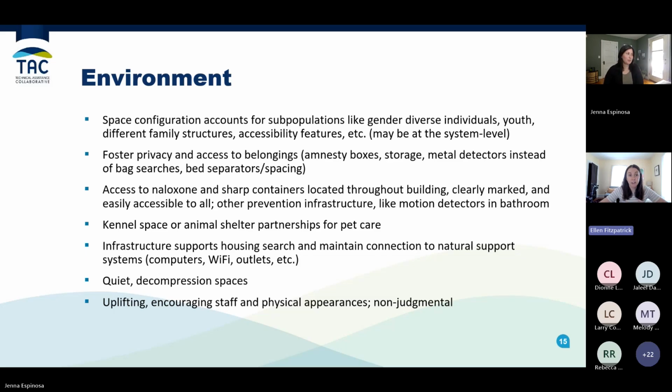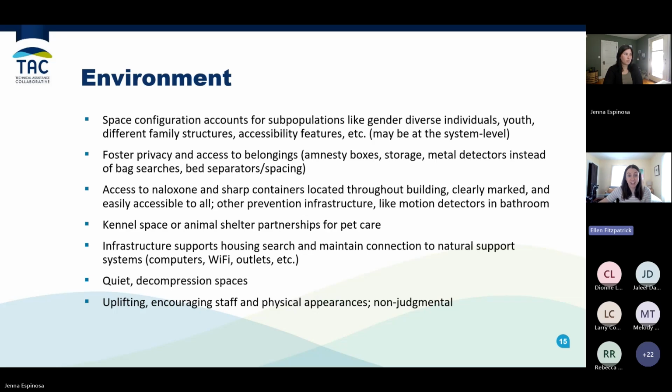Making sure that folks in the shelter have access to naloxone, to sharps containers throughout the building that are clearly marked, easily accessible, to be able to address concerns around substance use and potential overdose. Another way to address this is with motion detectors in places that are more private, like a bathroom, where we might worry that somebody's been in there for a long time and we're not sure what's going on. A way to flag if there's a lack of motion for a period of time.